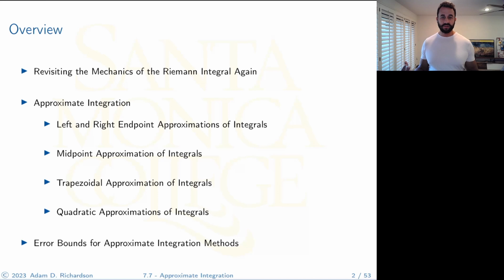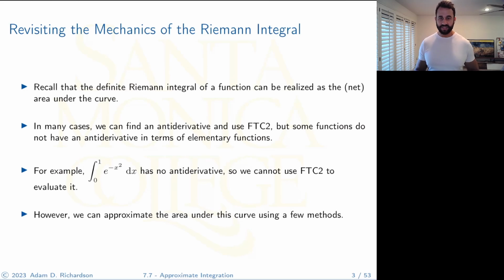Once we have gone through all those approximation methods and done an example or so for each one, then we'll talk about the error bounds that are associated with those methods, basically how far off they are. Okay, so let's go back to this.